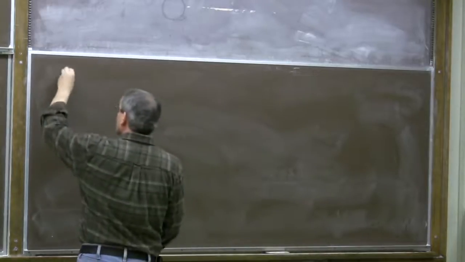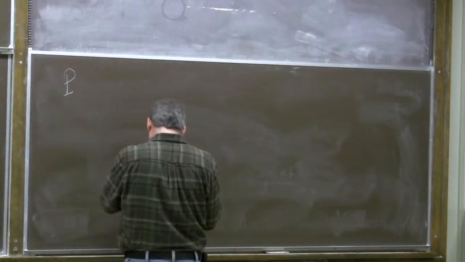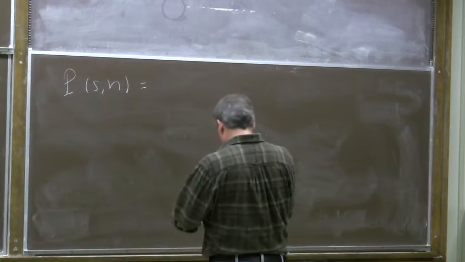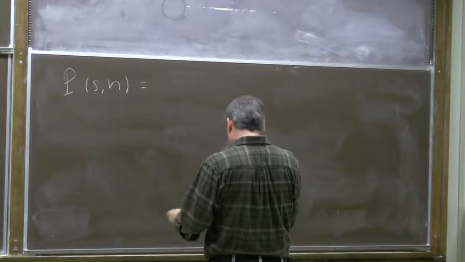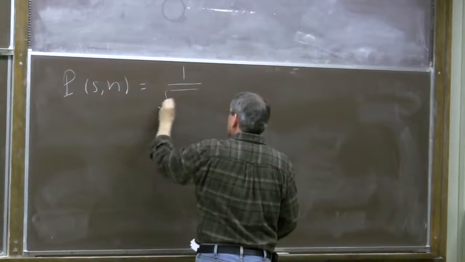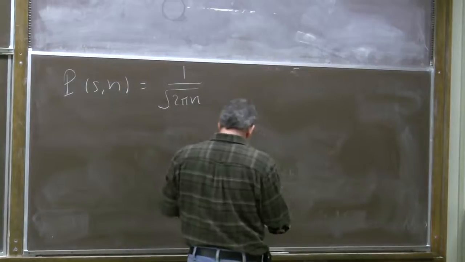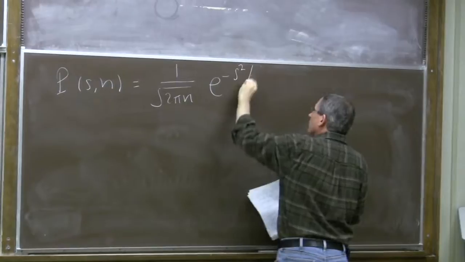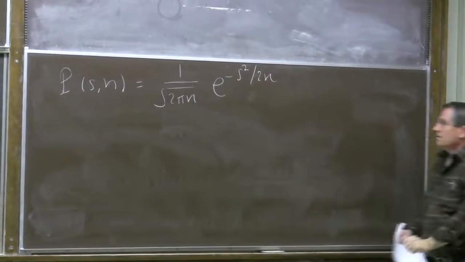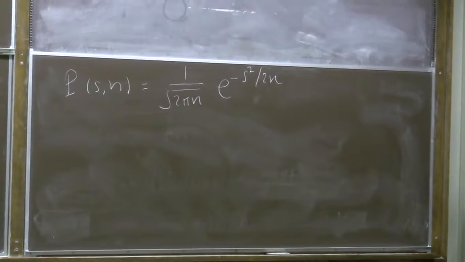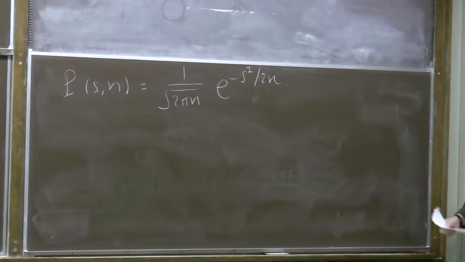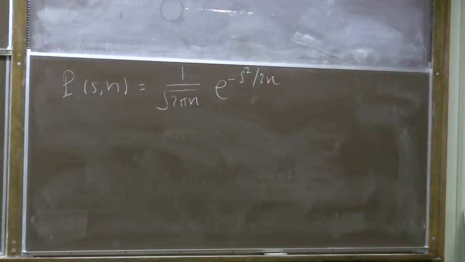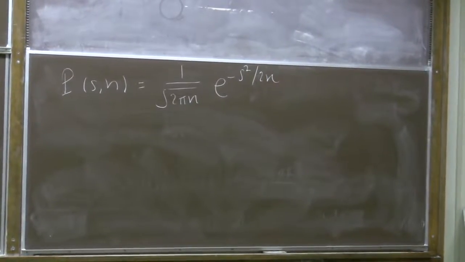And from the analysis we did, flipping a coin many times back in the first week of the class, the probability distribution for s after n flips, or n time steps, is 1 over the square root of 2 pi n, e to the minus s squared over 2n, using the Stirling approximation, which we can justify when n is large. And so I can think of that as a probability density on the line.